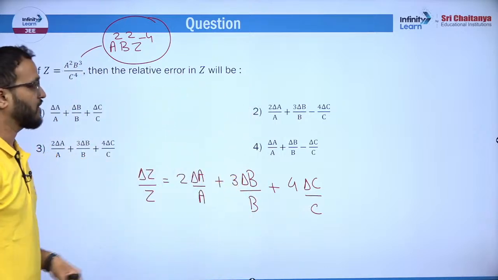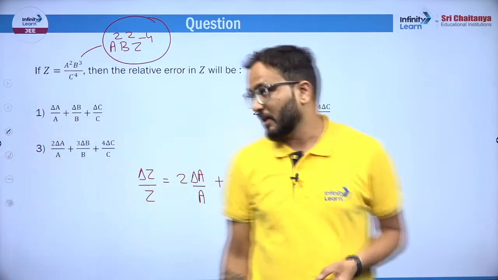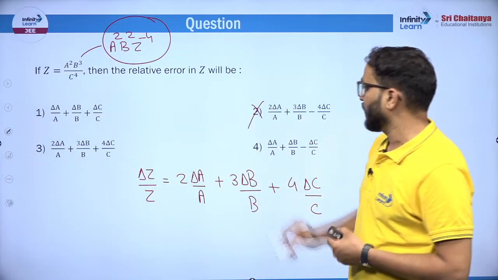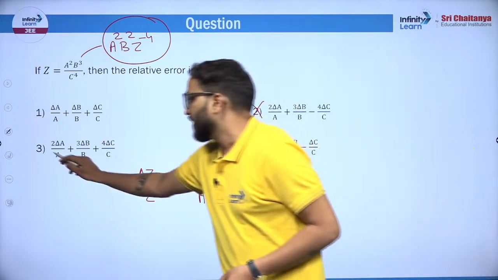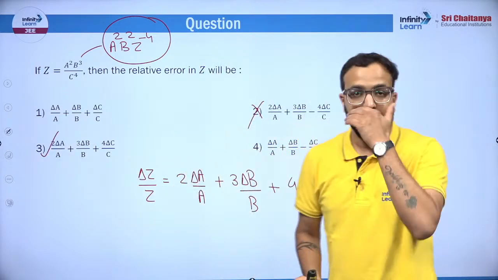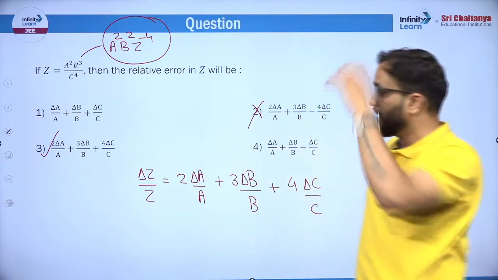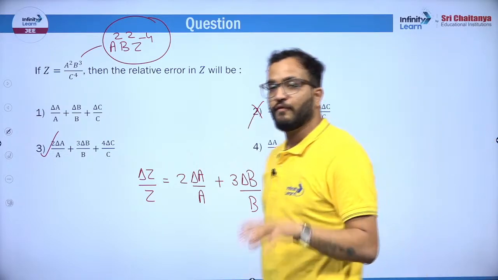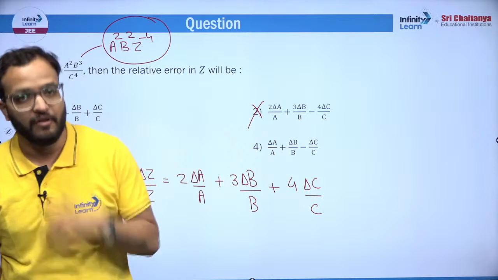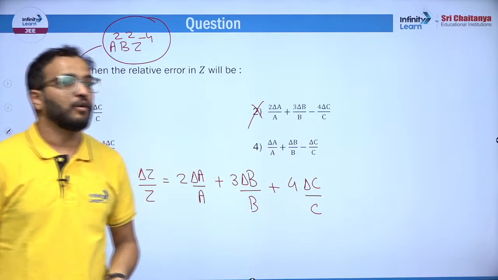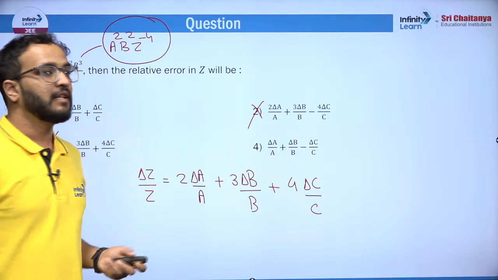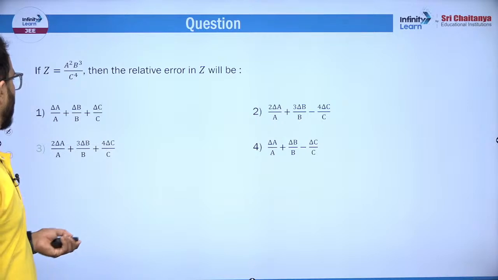Okay, so which option is correct, you tell me? Is second option correct? No, most of the students will go for this option, which is an incorrect one. The right answer is this: 2 times delta a by a, that means twice the relative error in a, plus thrice the relative error in b plus 4 times the relative error in c will be equal to the relative error in z. Okay students, this is an easy thing. Now let's move ahead and do the second question.